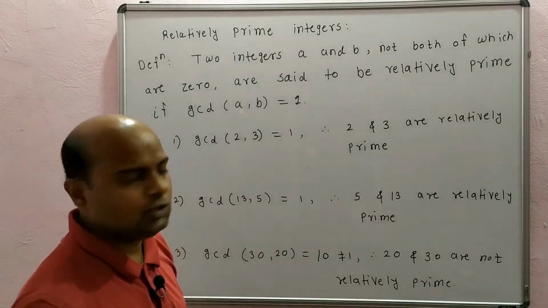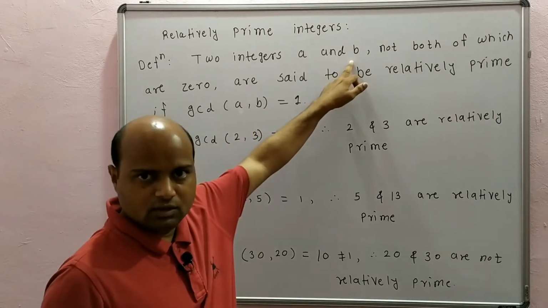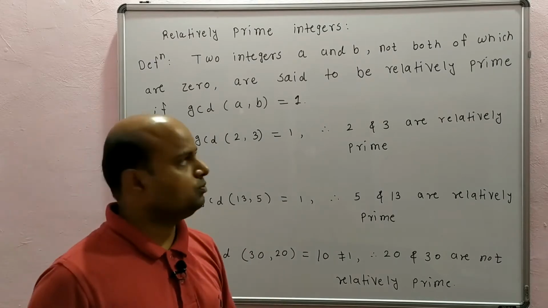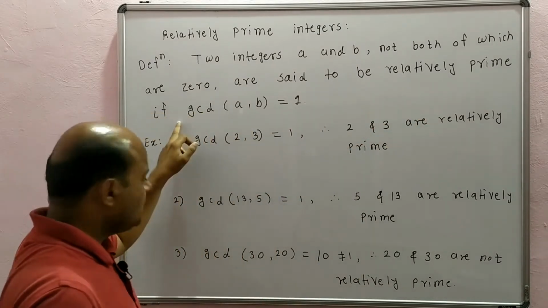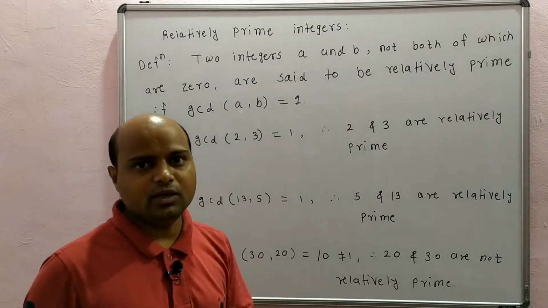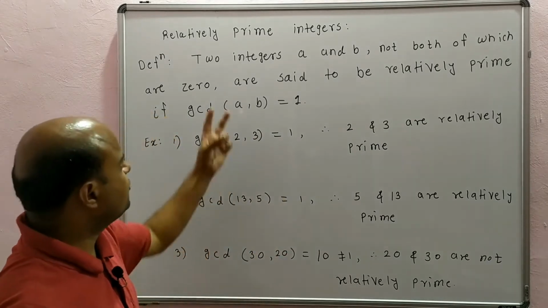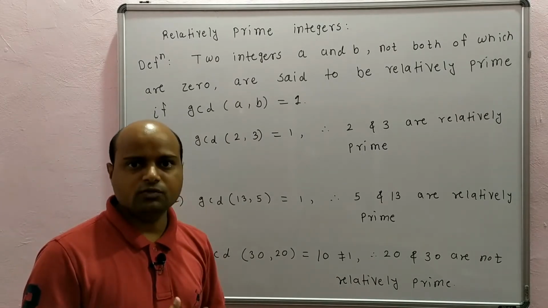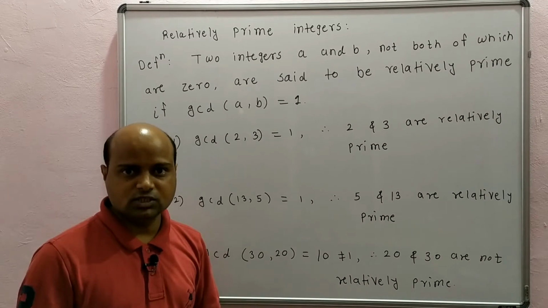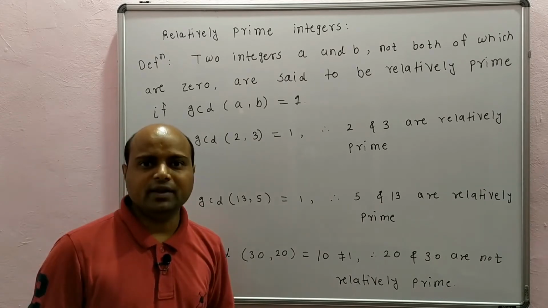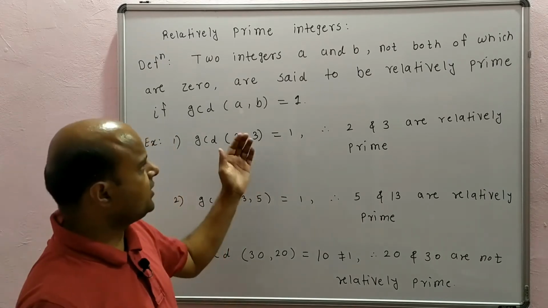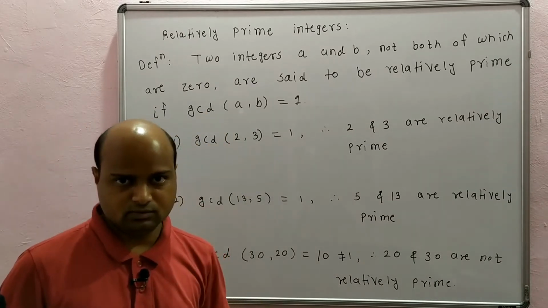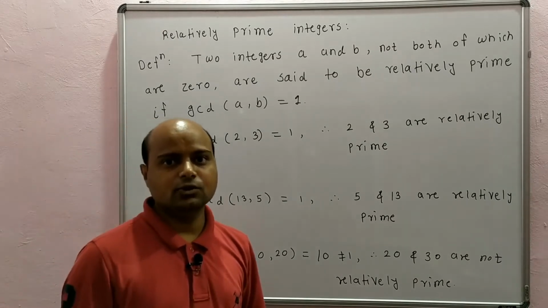If you have any two integers a and b, not both of which are 0, then a and b are said to be relatively prime if the GCD of a and b is 1. Why not both of which are 0? Already we have learned in the definition of GCD that if both are 0, then we could not find the GCD of a and b. So we have to take not both of which are 0. And if the GCD of a and b is 1, then we say that a and b are relatively prime.